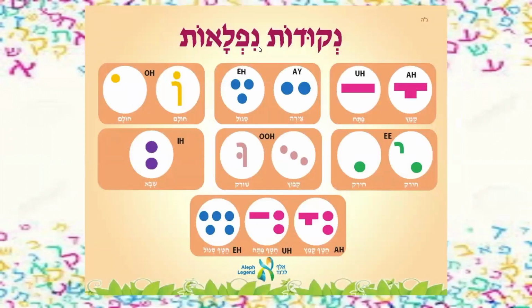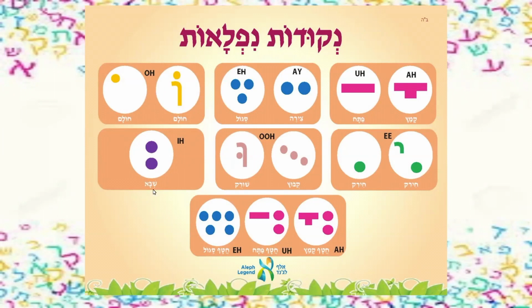Let's go to our Nikudot, the vowels. A, O, A, E, O, O, U, E, E, U, U.